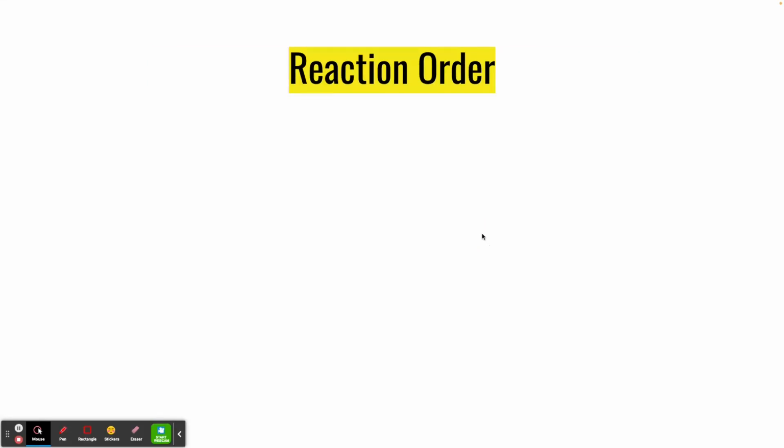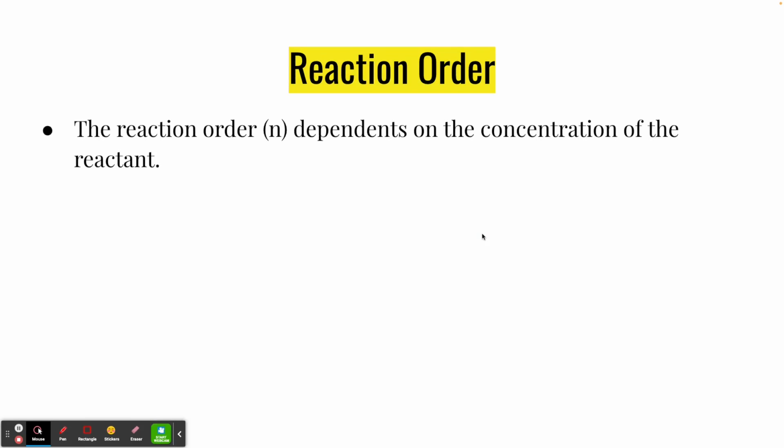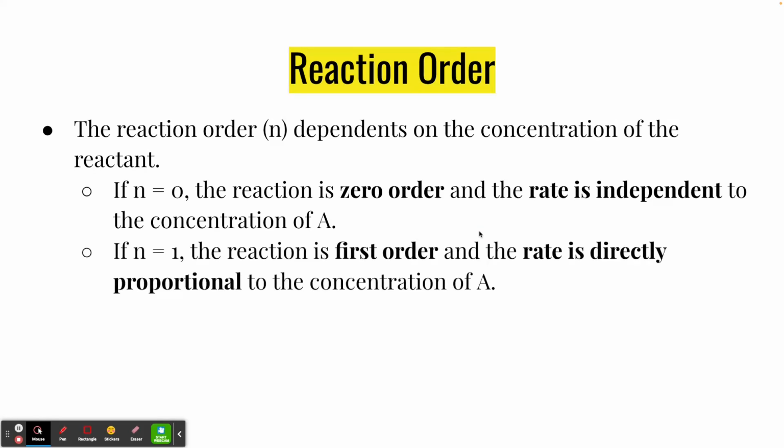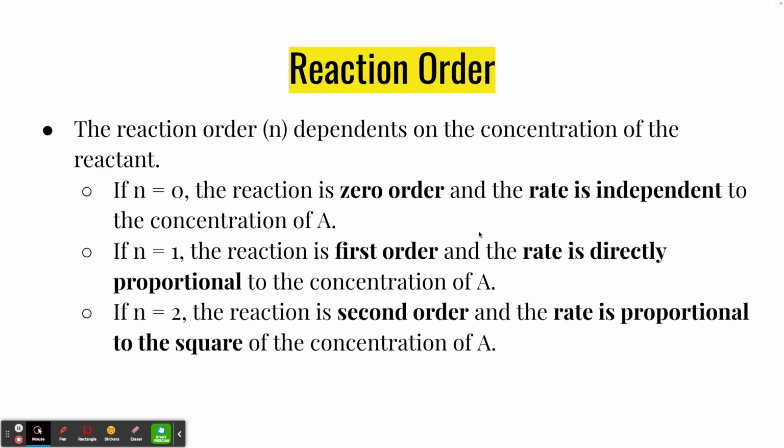So the reaction order is simply dependent upon the concentration of the reactant. If n is equal to 0, the reaction is 0 order, and the rate is independent of the concentration of A. If n equals 1, the reaction is first order, and the rate is directly proportional to the concentration of A. If n equals 2, the reaction is second order, and the rate is proportional to the square of the concentration of A. So let's see what this looks like in terms of a graph.